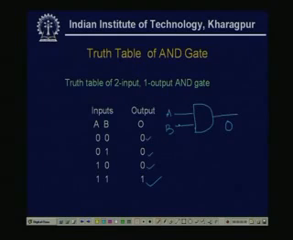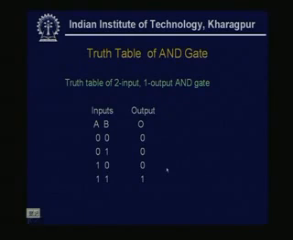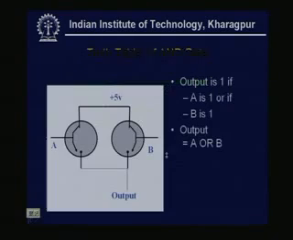So, when the input is only 1 1, then only I am getting a 1 at the output. So, here only if both the inputs are high, that means plus 5 volt, then only I am getting a plus 5 or 1 at the output. So, this is the truth table of AND gate. Now, we see another basic gate called the OR gate.